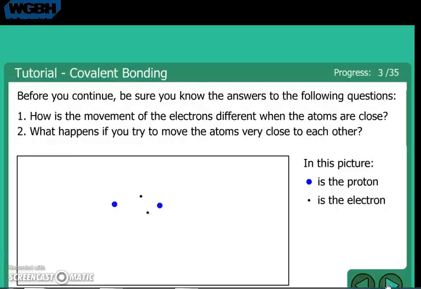Before you continue, be sure you know the answers to the following questions. How is the movement of the electrons different when the atoms are close? What happens if you try to move the atoms very close to each other? Okay, so now you can answer question number 2.